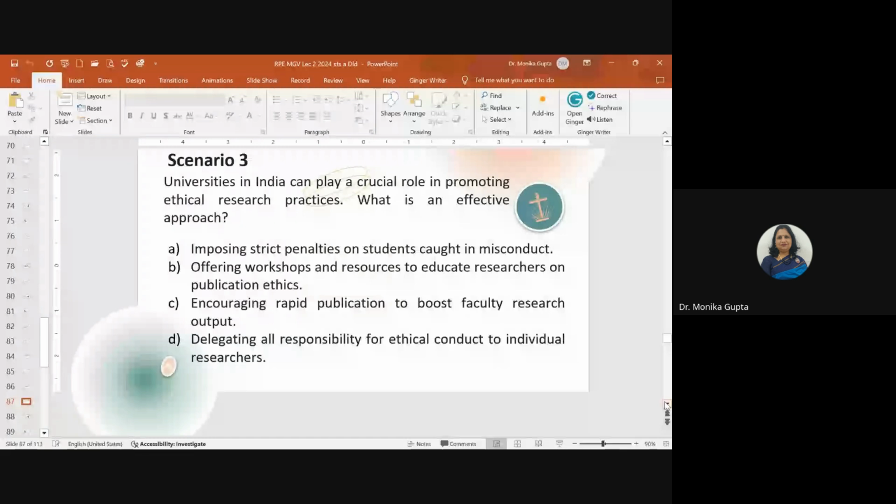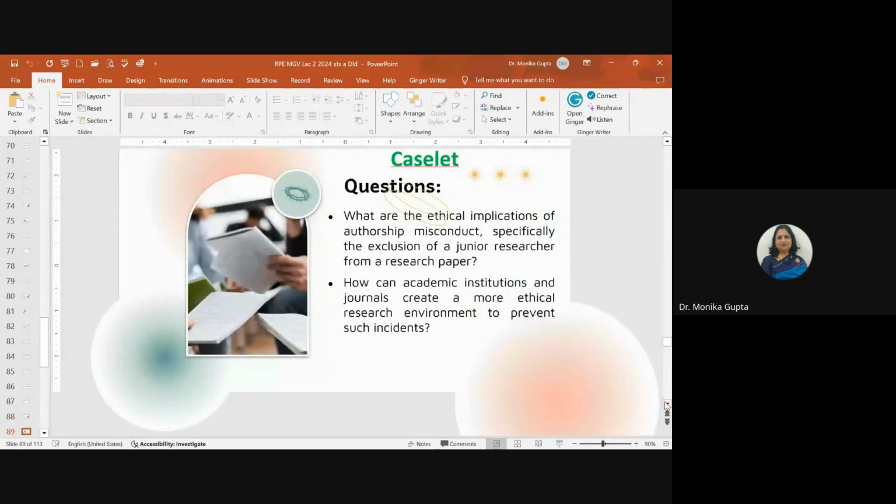So universities in India can play a crucial role in promoting ethical research practices. What is an effective approach, according to you? I think one of you has suggested also. You know the answer. B, offering workshops and resources to educate researchers. Yes, very right. Offering workshops and resources to educate researchers on publication ethics. Okay.